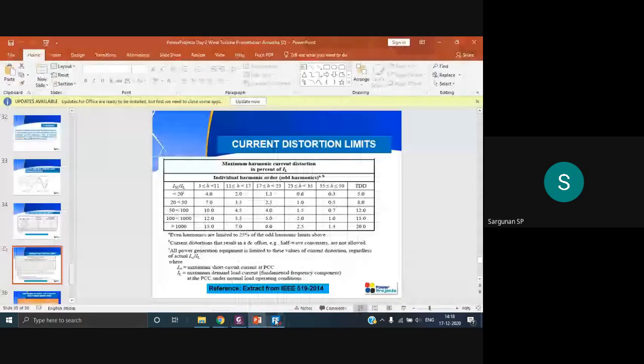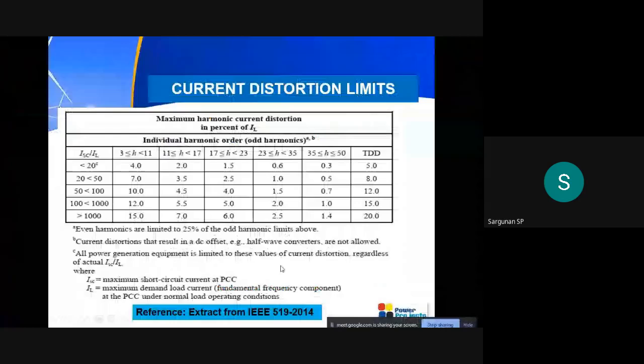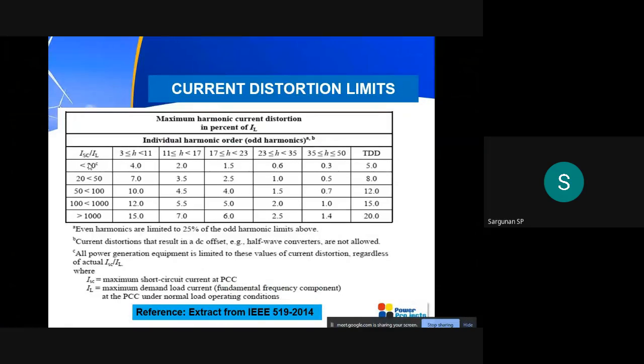Fine. So this ISC by IL limit: if this value is less than 20, this is nothing but an individual harmonic distortion. If it is ranging from the 3rd to the 11th order, this percentage should be less than 4%. If it is ranging from the 11th to the 17th order, it should be less than 2%. If it's ranging from the 17th to the 23rd order, it should be less than 1.5%, and so on. If it is equal to 20, or from 20 to 50, we should follow these guidelines. I mean, when I'm simulating, this distortion should be less than these limits. If it is more than these limits, we have to provide filters or something in order to mitigate this.